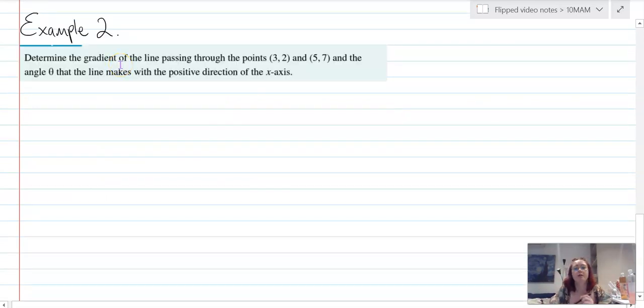So here we want to work out the gradient of the line passing through the points 3, 2, and 5, 7, and then the angle theta that that line is making with the positive direction of the x-axis.